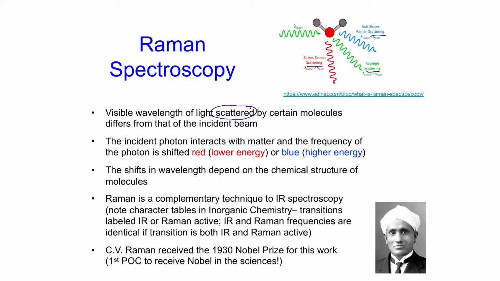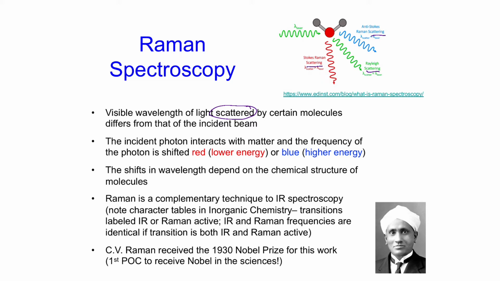This is distinct from what we're used to in IR spectroscopy, where we have an absorption process where your molecule actually absorbs the wavelength of light that you send into it if it matches up with a vibrational frequency of your molecule. Here, again, you're sending in light, and then you're going to detect light that gets scattered in various ways by your molecule.